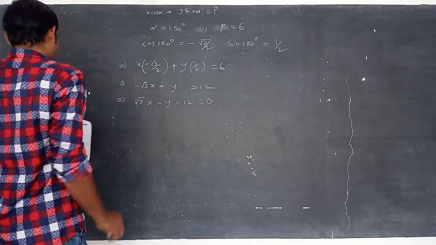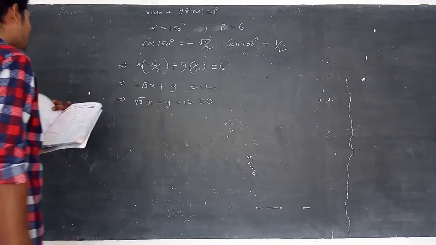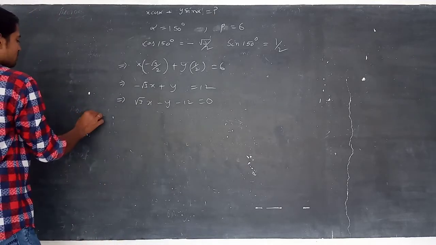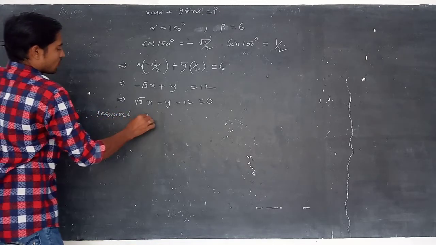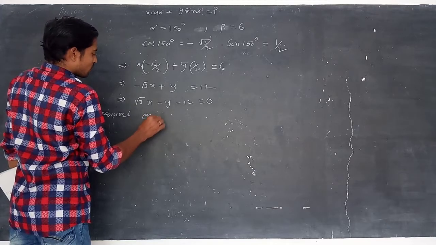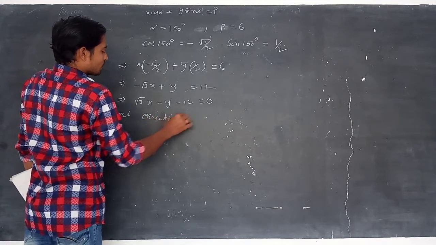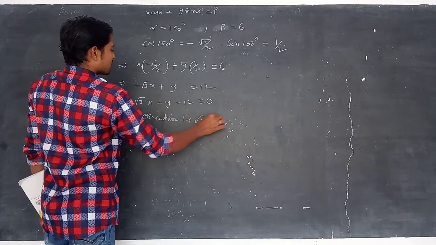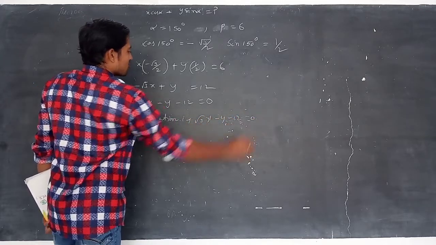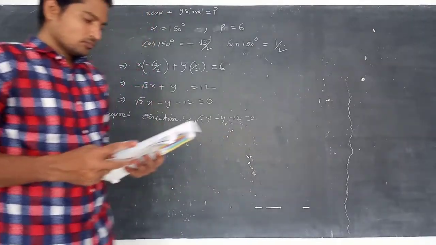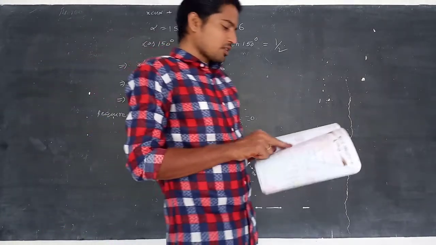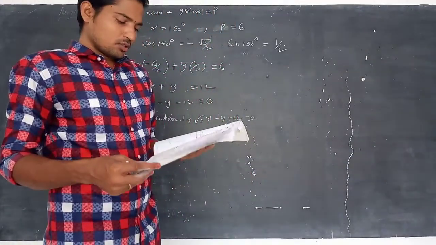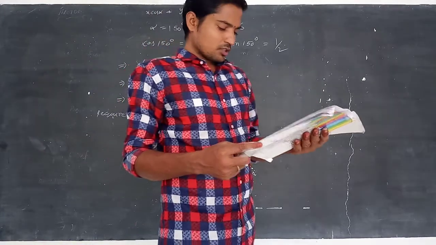This implies root 3x minus y minus 12 equal to 0. Right? Therefore the required equation is root 3x minus y minus 12 equal to 0. That's it. Like that, you can solve the problems in the second, third, fourth, and fifth. So we'll see the remaining ones.